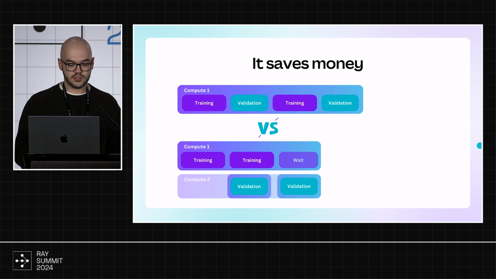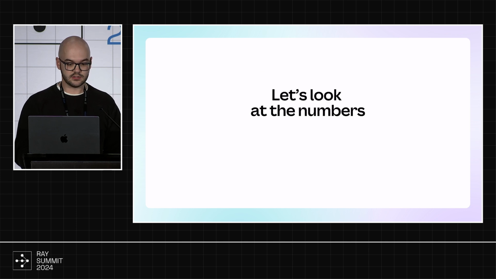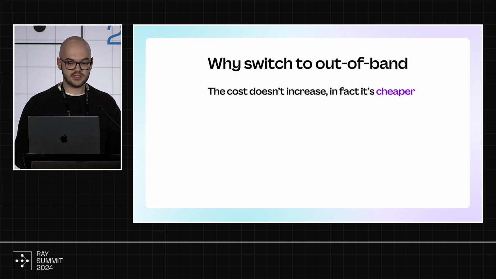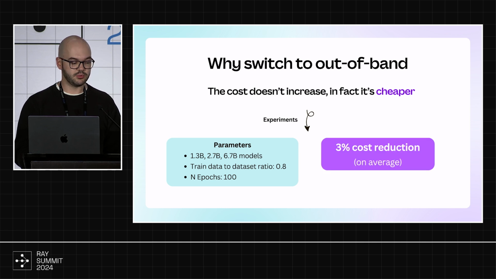And furthermore, we can scale up compute only when we need it. And let's look at some numbers here as well. So as we said, the cost doesn't increase. In fact, it's cheaper. In our experiments with the same setup as before, we observed a 3% cost reduction on average. And similarly, with a smaller train data to dataset ratio, this can go up to 8% in cost reductions.